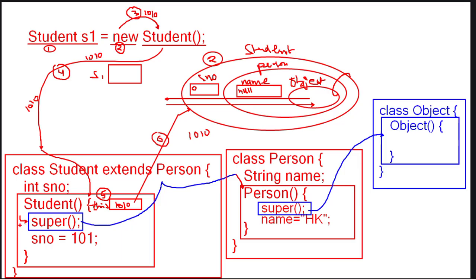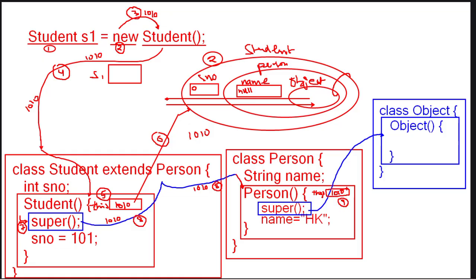Then the next step is the super call. When you call super, control goes to the superclass with the current object reference. Why? The person class constructor must initialize the name variable in this object only, right? So by passing the current object reference, it comes to the person class. In the person class also, the this keyword memory is created with the current object reference 1010. Okay. Now tell me, this is the ninth step.